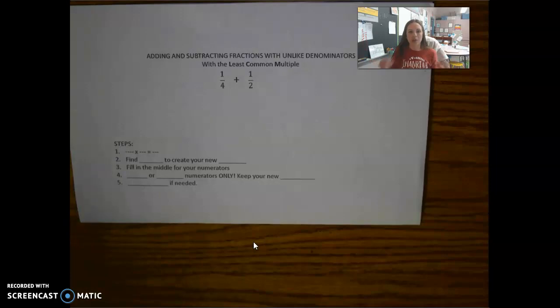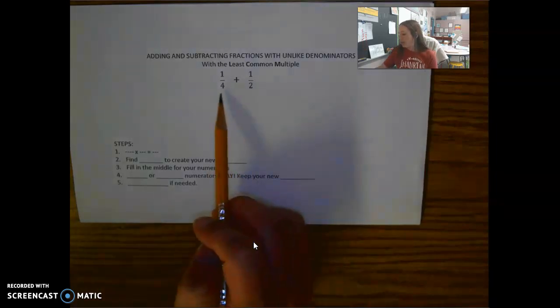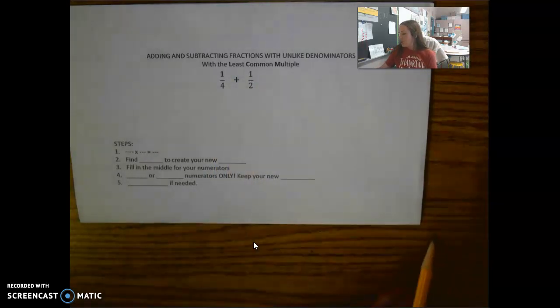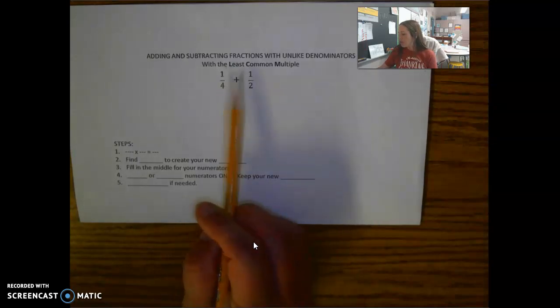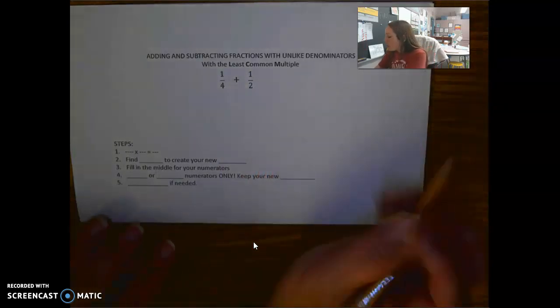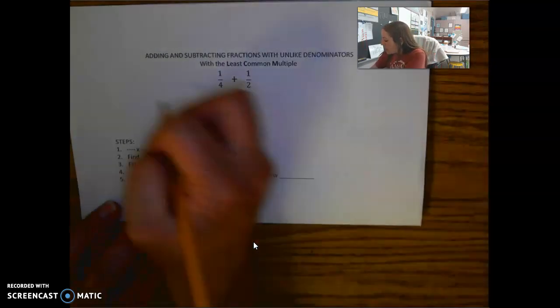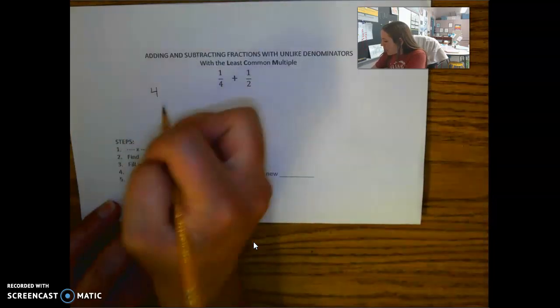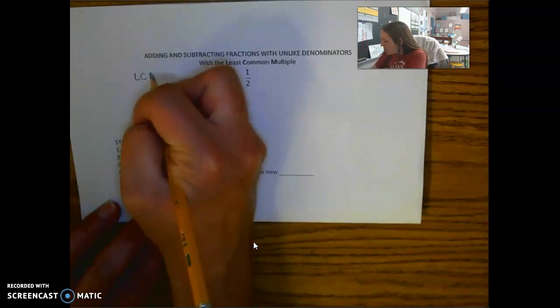So we know our multiples. We're skip counting those numbers. We're going to find the least common multiple. So we're going to find the multiple that they have in common. That's the smallest number. So when we are adding, we look at our fractions, 1/4 plus 1/2. Okay, so what we need to do is first find the multiples. I list my multiples of 4. So we're going to find our LCM.